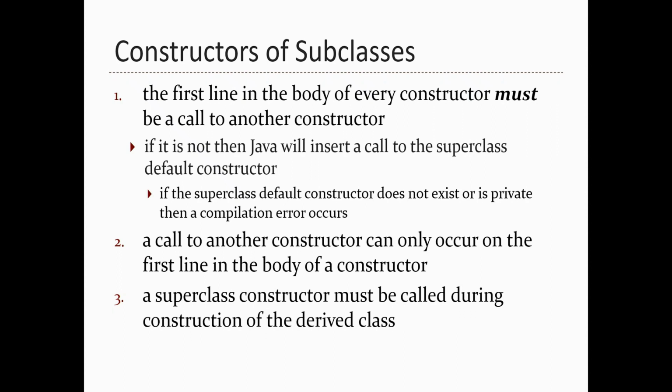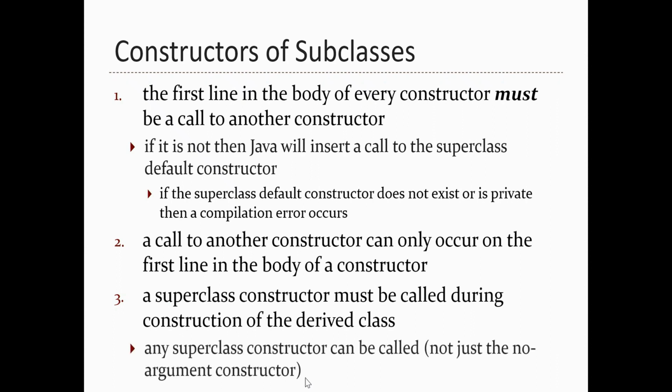Finally, a superclass constructor must be called somewhere in the process of initializing your derived class object. Why does this have to happen? Because the superclass might have private stuff in it that has to be initialized. The only way to initialize that stuff is by calling the superclass constructor. So when you make your subclass constructor, at some point you've got to call the superclass constructor. You're allowed to call any superclass constructor. It doesn't have to be the no argument constructor. Okay, you might wonder why these rules exist. I don't know if I'll get there today, but I will explain exactly why these rules exist.